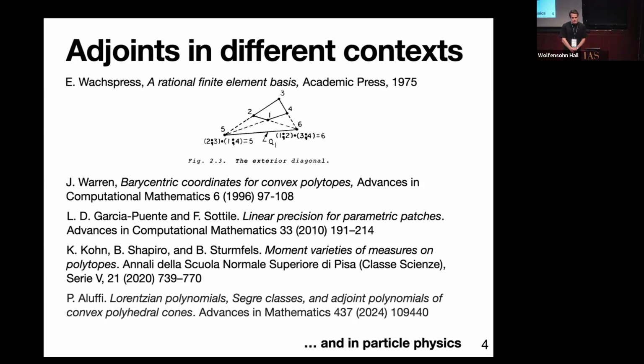Under the moment map, they give a T-invariant measure on the variety. Or maybe this is a question for Bernd. If you look at the generating function of the moments, where you consider the uniform distribution on the polytope, this is a rational function whose numerator is the adjoint of the polytope.